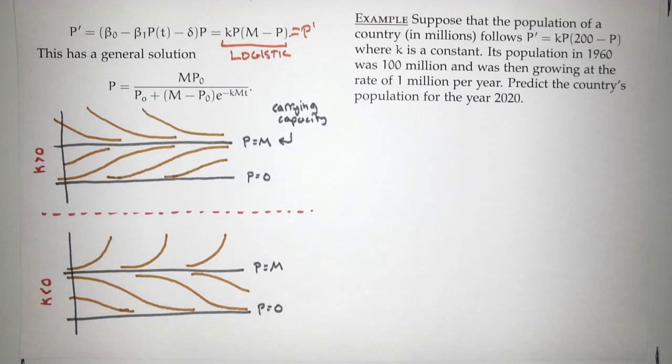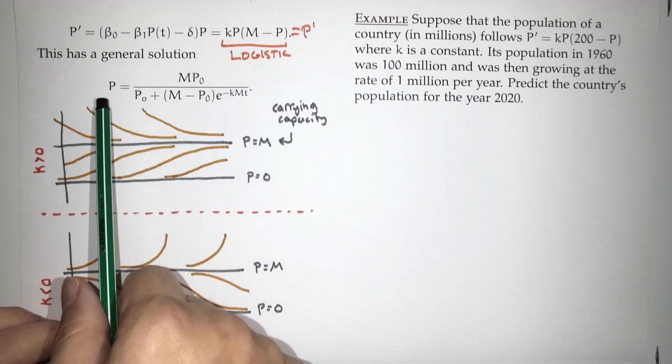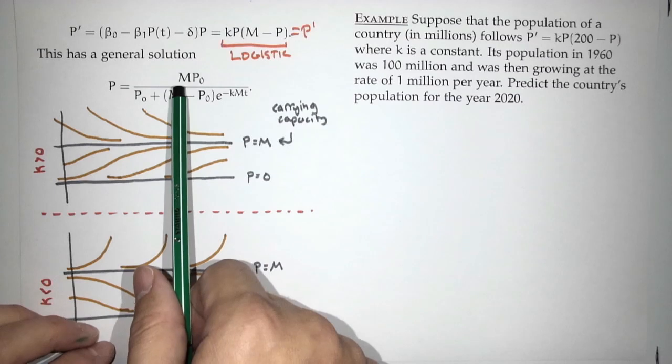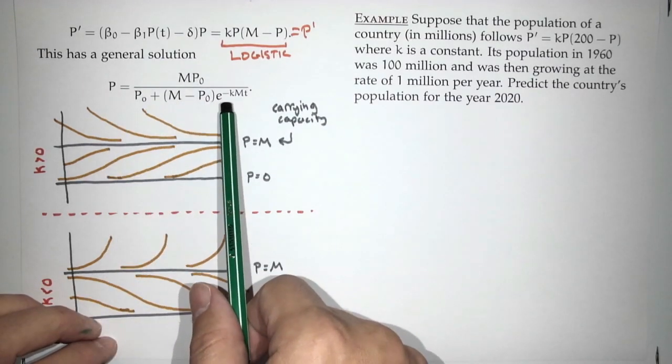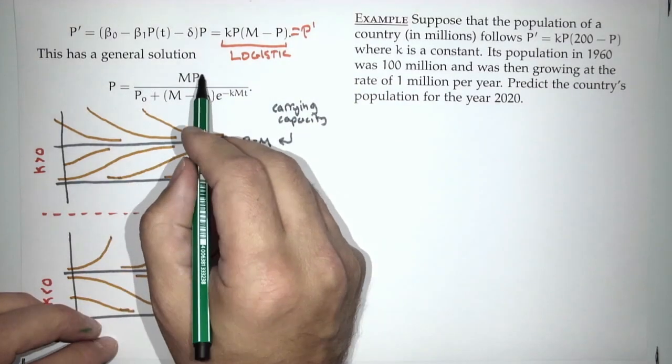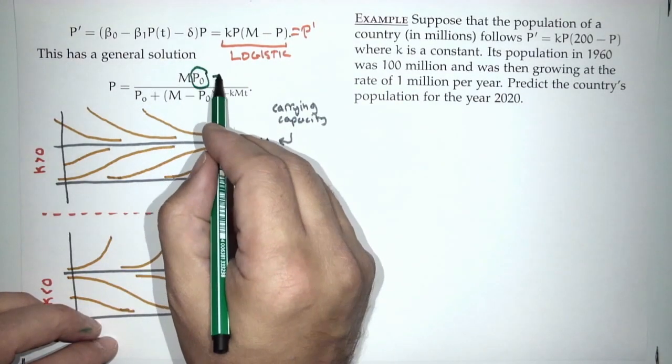And this has a solution, and we've derived it. If you forgot the derivation, or if you want to see it again, there's a video. Go back and watch separable differential equations, because this is a separable differential equation. So you do some separation, do some wonderful partial fractions, life is good. And you get the following solution. P is M P0 divided by P0 plus (M minus P0) e to the minus kMt. Now this P0, what does it stand for? Do you remember?